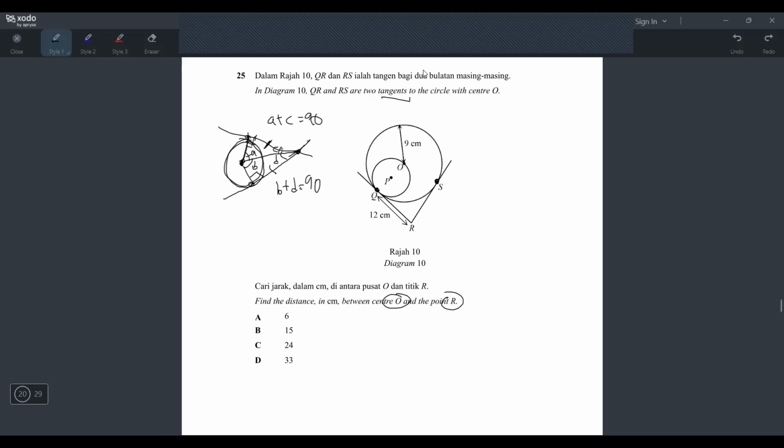So if I draw like this, and they say center O, it means center O to here is how much? 90. Center O to here is how much? 90 also, right? And if this is 12 cm, this is 12 also. I already mentioned just now, right?